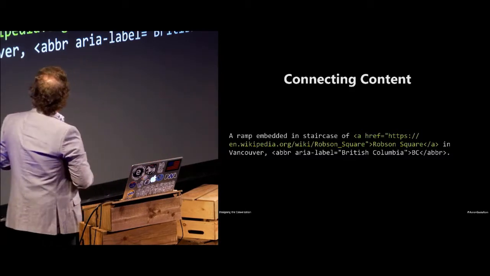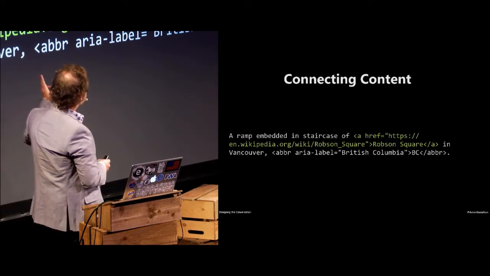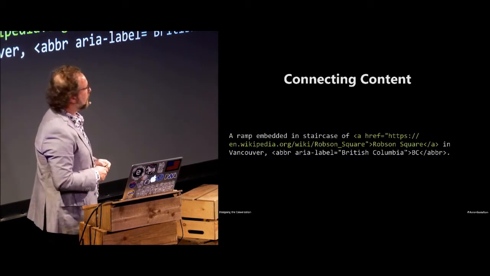Right? So here we have a ramp embedded in the staircase of Robson Square in Vancouver, British Columbia. And here the link is to Robson Square, to an article on Wikipedia about that.